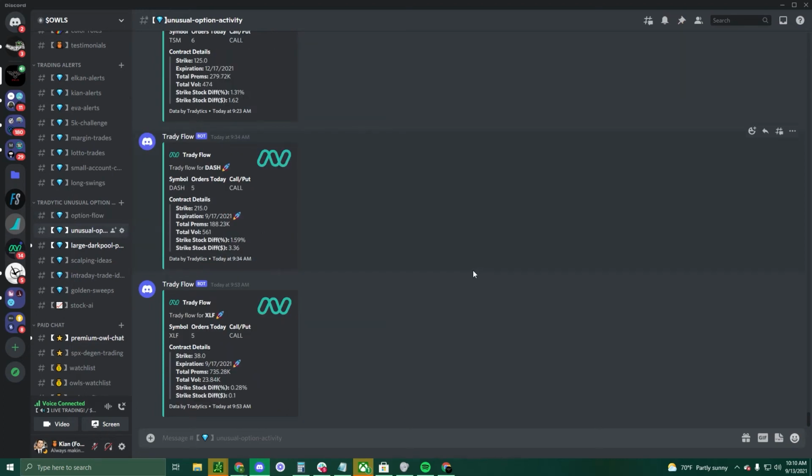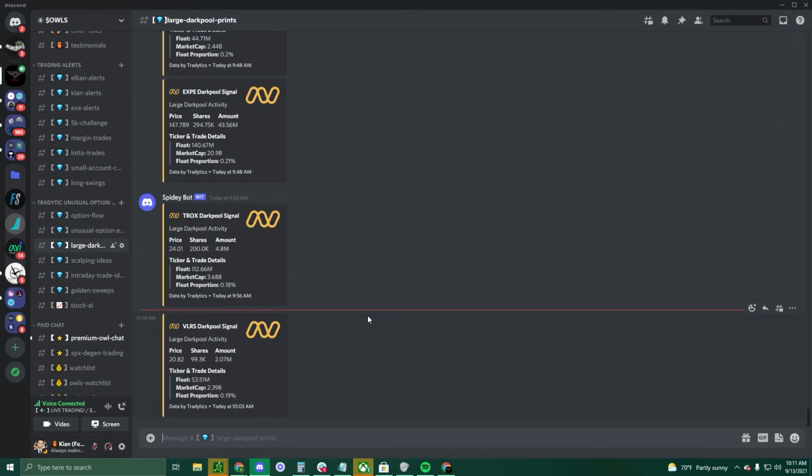Same with unusual option activity. It is saying that there's a lot of money being put into these specific contracts. So keep an eye out on these. If it matches your charts and there's a lot of money going in, well, take the risk and go for it. Large dark pool activity is showing who is buying what as far as shares. So for example, VLRS, someone just bought $2.07 million worth at 20.82. So again, if you're looking to buy shares and you want to see who's buying what, this is the channel.